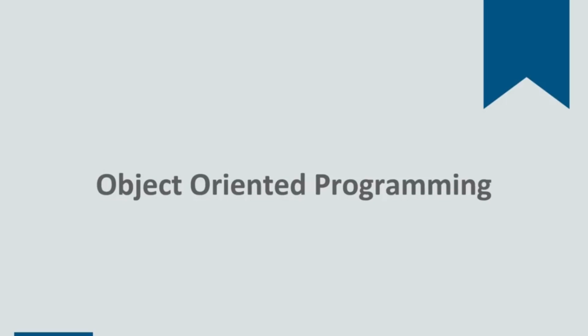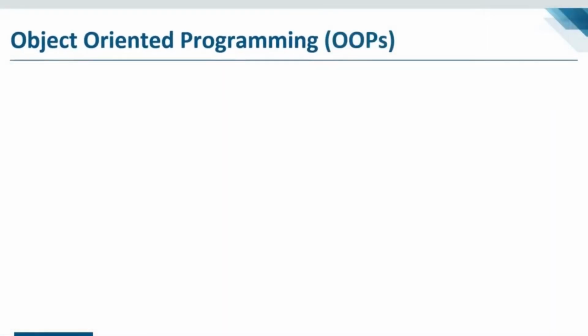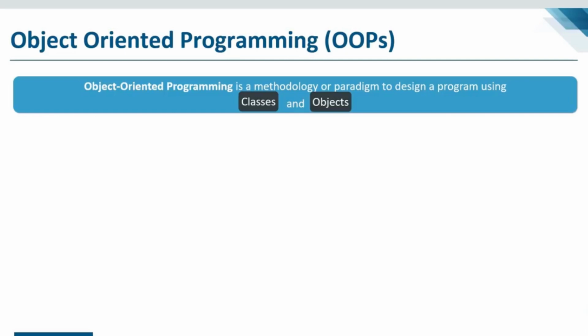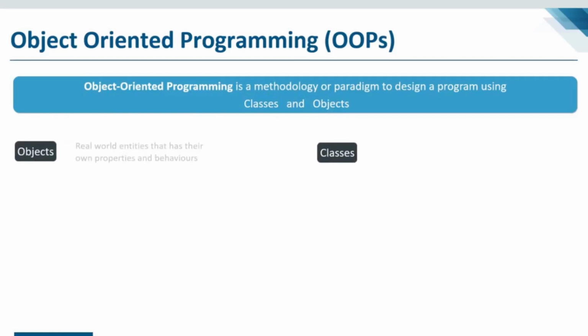Now, the first thing, what is object-oriented programming? It is a concept, or you can say a methodology or a paradigm, to design a program using classes and objects. Yes, these are the two important keywords over here, classes and objects. Number 1 is objects. First we will discuss objects and then we will discuss classes. Now, what do we mean by an object?